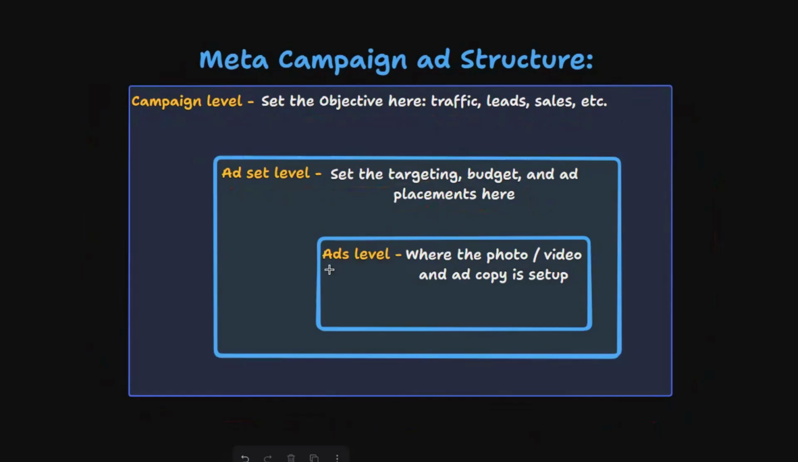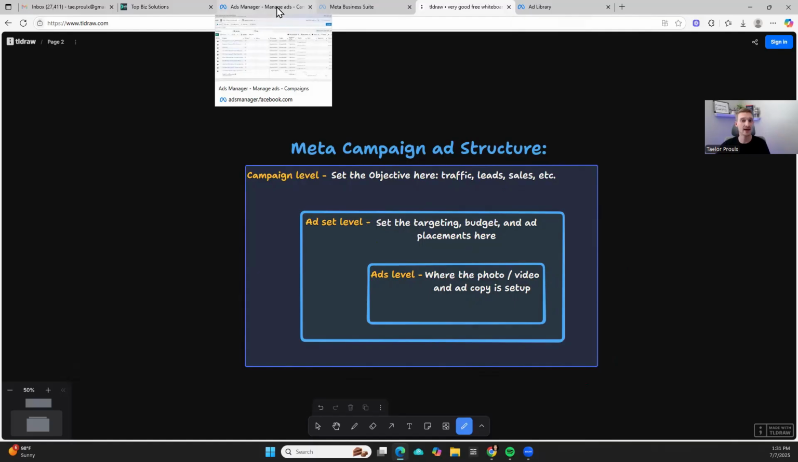which means where we want the ad to be placed and shown to people. Now there's the actual ads level. This is where the photo and/or video is set up, and the ad copy is set up at the ads level. The ad copy is what people are actually reading, right? When they stop on your ad, what are they reading? That's the ad copy. So those are the 3 levels that complete a campaign.